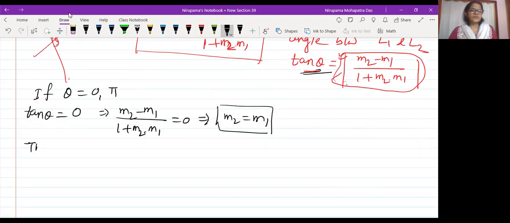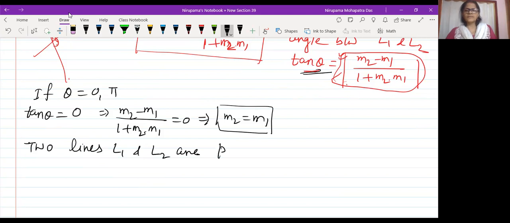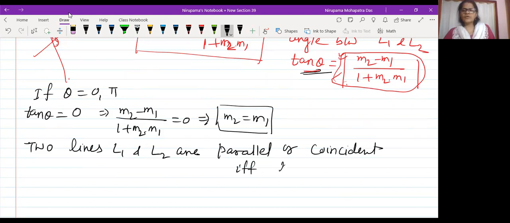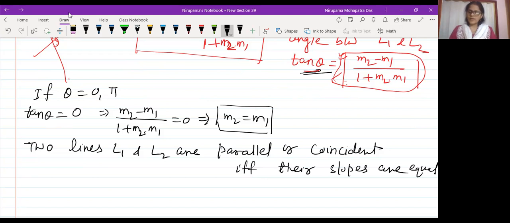So two lines L1 and L2 are parallel or coincident if and only if their slopes are equal. Okay, so two lines are parallel or coincident if the slopes of the two lines are equal.